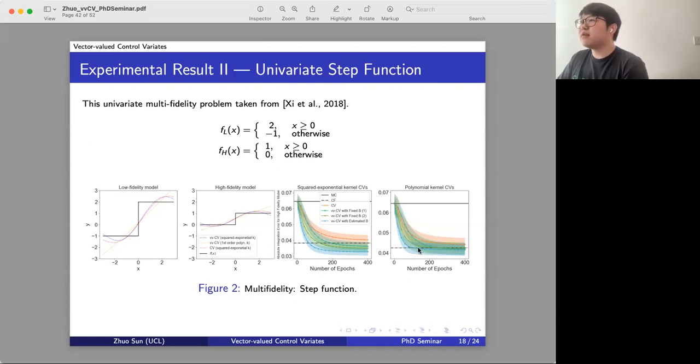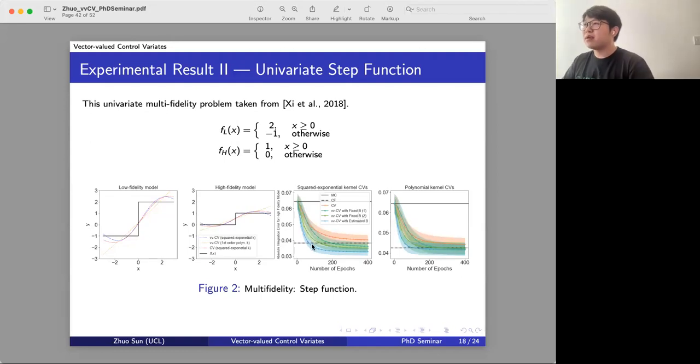Then in these two plots, I'm showing the importance of B. I have chosen two values for the matrix B. I also estimate B during the learning process of the control variates. Here you can see that the standard scalar-valued control variates have this orange line, while the VVCV with B learned jointly has the lowest absolute integration error.